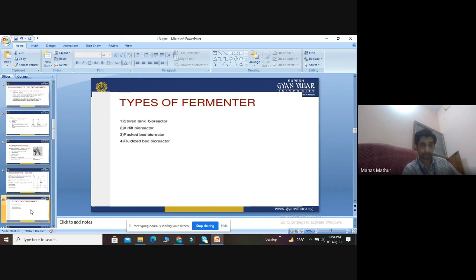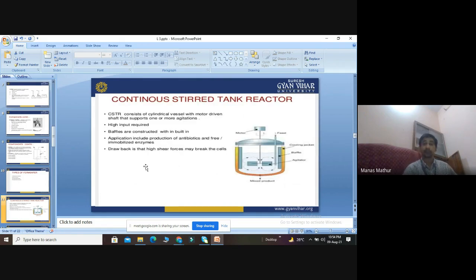Then after that, first of all, we discuss the stirred tank reactor. CSTR is the continuous stirred tank reactor. It consists of a cylindrical vessel with a motor driven shaft that supports one or more agitators. See, this is the motor drive. These are the cooling jackets, yellow colored. On both sides are baffles to improve the aeration, and this is the agitator.